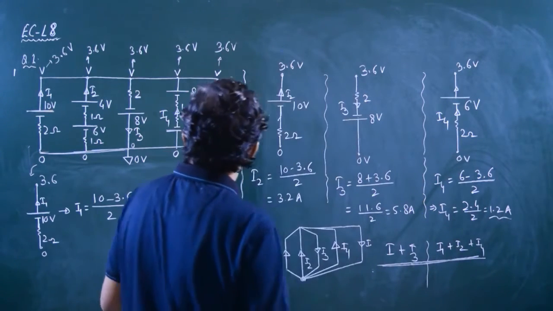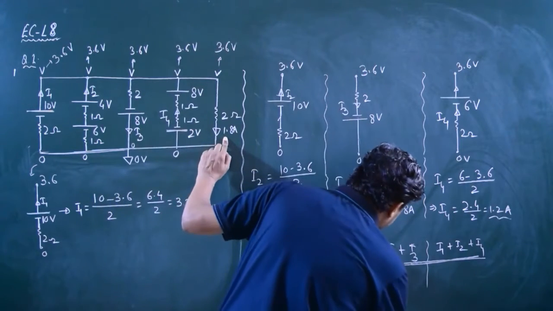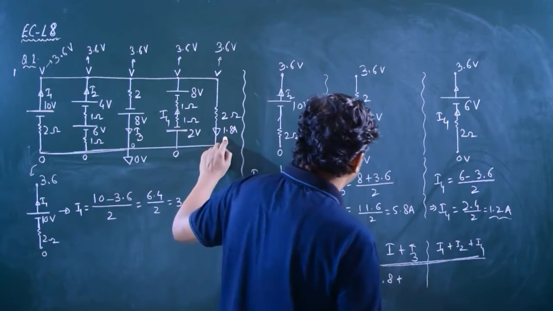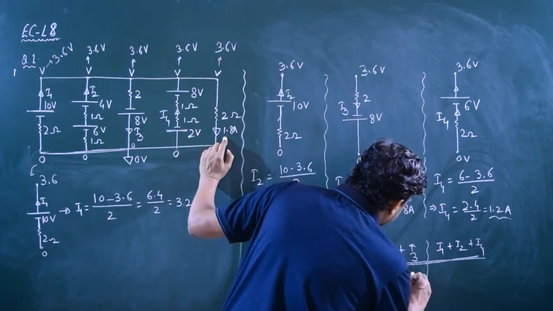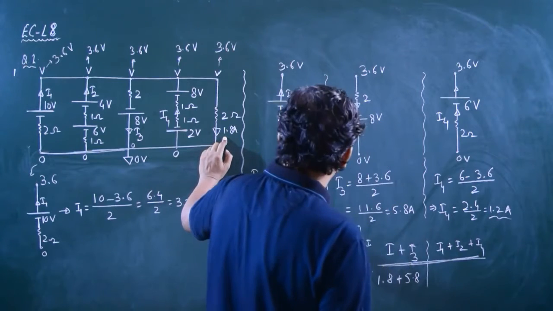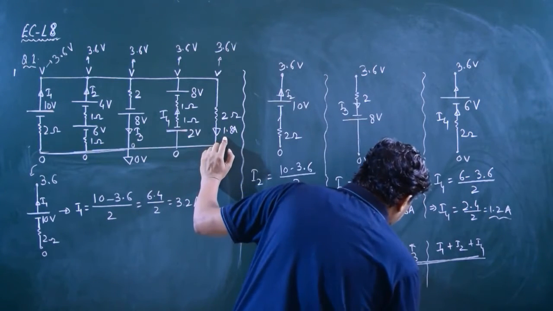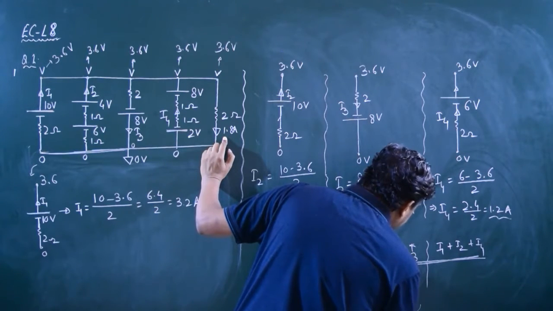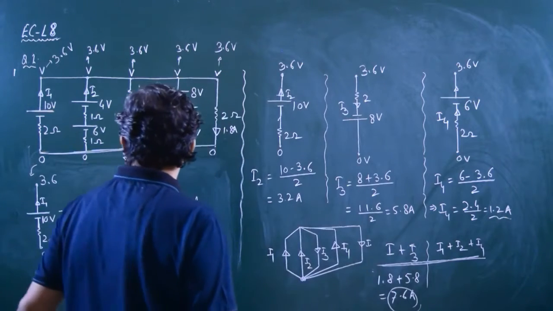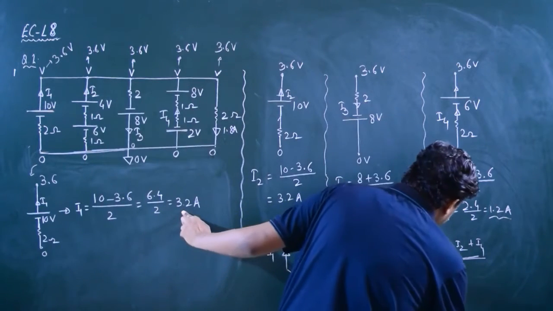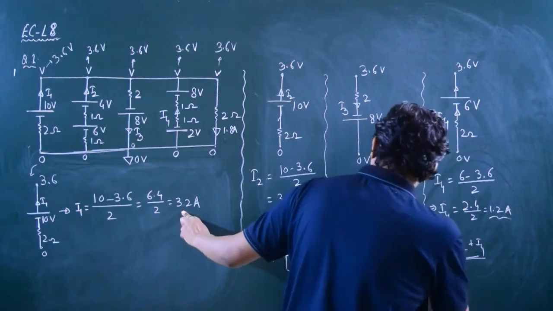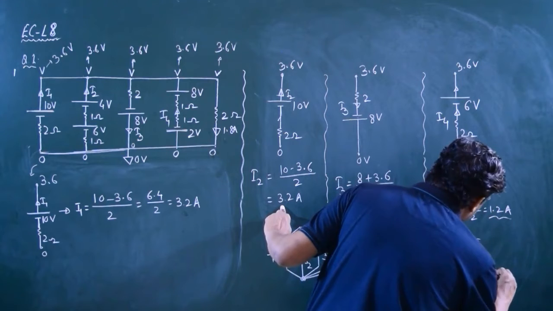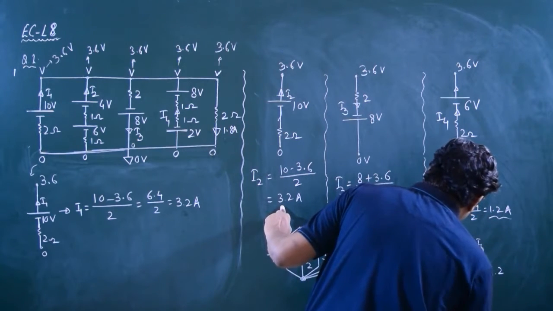To see the value of I, that is 1.8 ampere, and I3 is 5.8. So this current is 7.6 ampere. Now we come to I1, I2 and I4. What is the value of I1? It is 3.2. What about I2? That is also 3.2, and I4 is 1.2. Adding, we get the result.